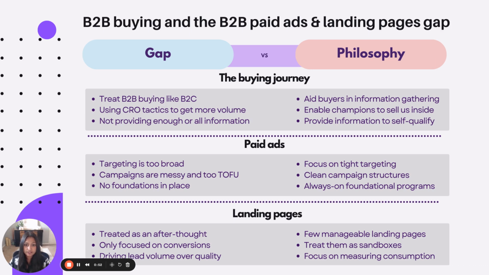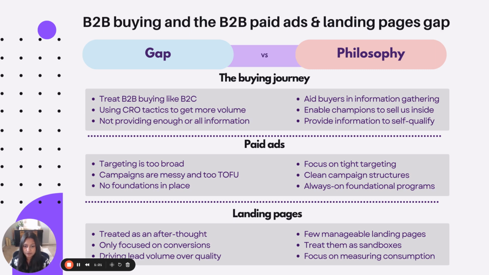So the philosophy is we need to aid buyers in that research and information gathering phase. We need to enable those champions to go sell us internally. And then we need to give them all the information they need in order to self-qualify. That's going to help take care of a lot of the quality issues if you just respect your buyers and tell them, hey, these are the people we're for and these are the people we're not for, right? You're saving everybody time.